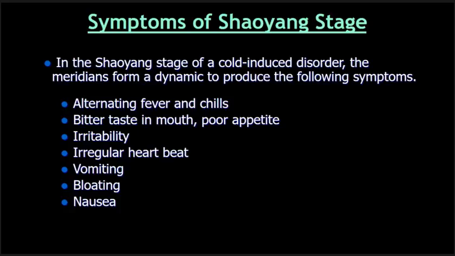So now let's look at the symptoms of the Shaoyang stage. In the Shaoyang stage of a cold-induced disorder, the meridians form a dynamic to produce the following symptoms: alternating fever and chills, bitter taste in mouth, poor appetite, irritability, irregular heartbeat, vomiting, bloating, nausea. So how are we going to see these symptoms in the meridian dynamics of the spherical meridian flow? Let's look.